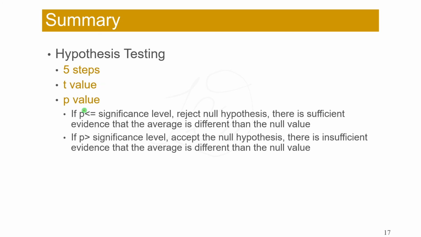the p-value. If p is less than or equal to the significance level, we reject the null hypothesis and conclude that there is sufficient evidence that the average is different than the null value. If the p-value is larger than the significance level, we fail to reject the null hypothesis and conclude that there is insufficient evidence that the average is different than the null value.